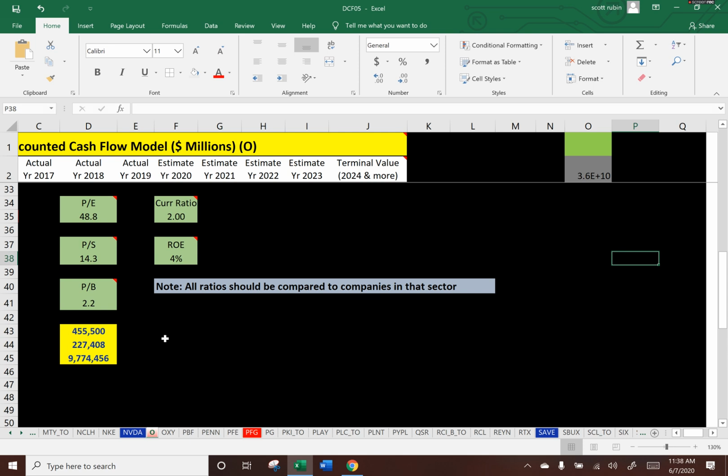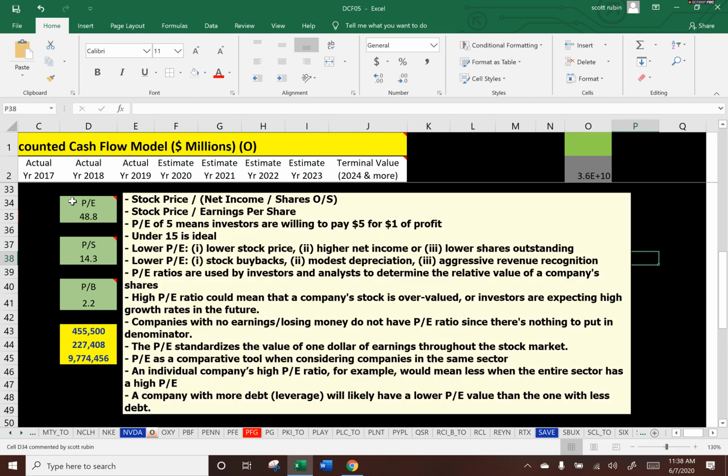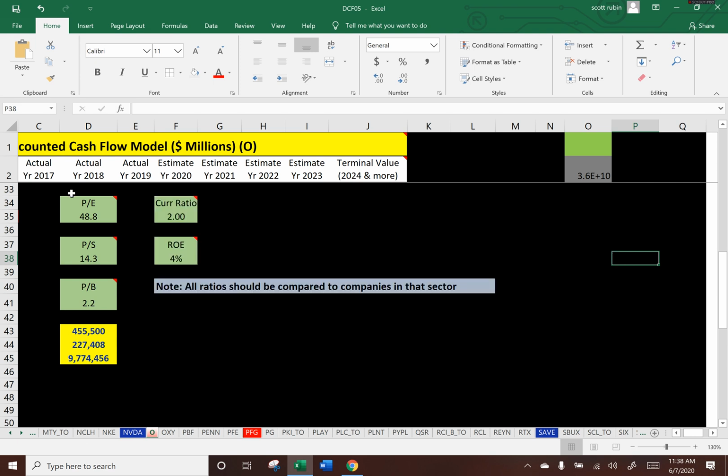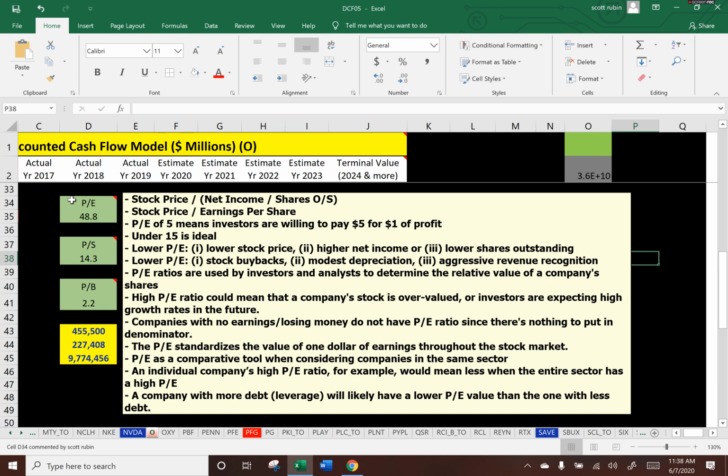You can easily find their ratios in Yahoo Finance, or you can just Google PE ratio for Apple, PE ratio for this company, and you'll probably find it. So PE ratio, I generally look for under 15, but if it's over 15, I will look at other ratios to make my decision. But this is a really high PE ratio. It's price of the stock over earnings per share. So this means investors are willing to pay $49 for $1 profit. It doesn't sound so great, and it could indicate it's an overvalued company.